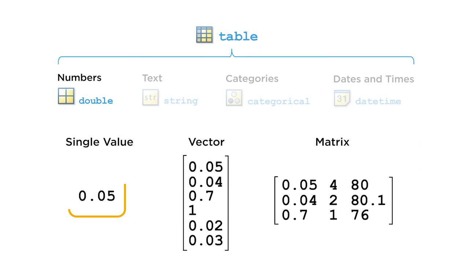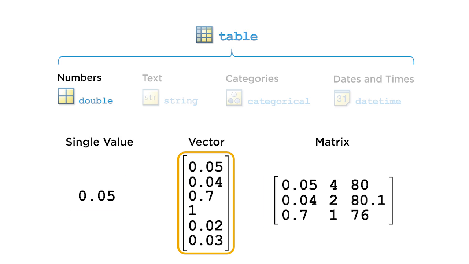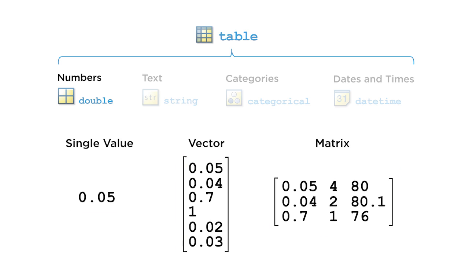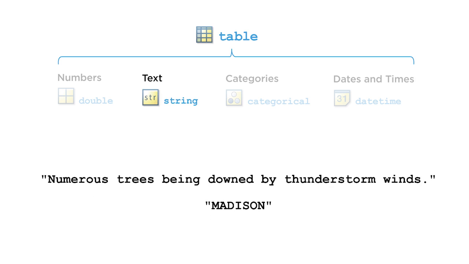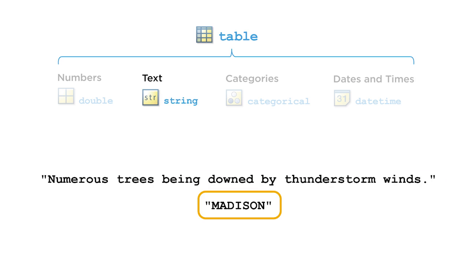Numeric data can be a single value, a vector, or a matrix. You can picture a vector as several values arranged in a row or column, and a matrix as an array of vectors. Strings are used for text data, such as the description of the weather event or the region where the event happened. They can contain one or more words.